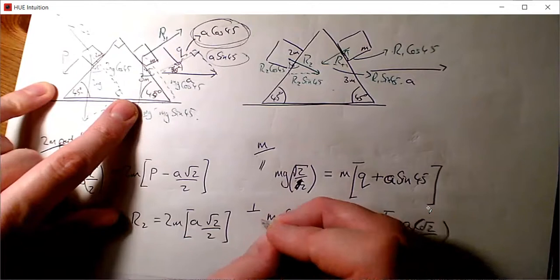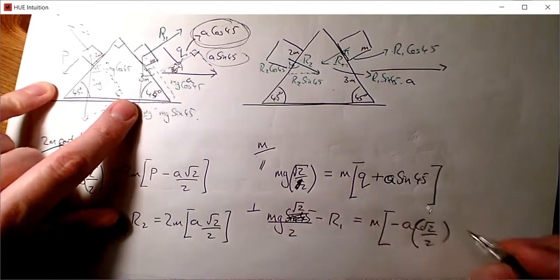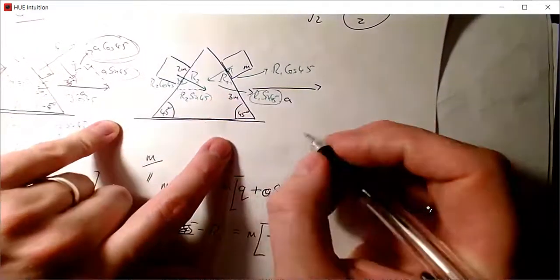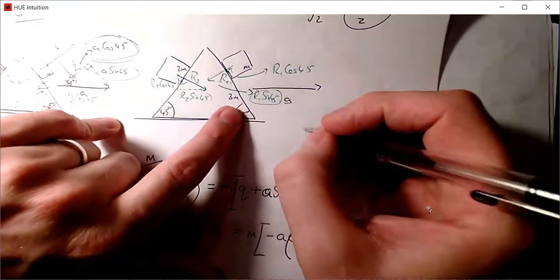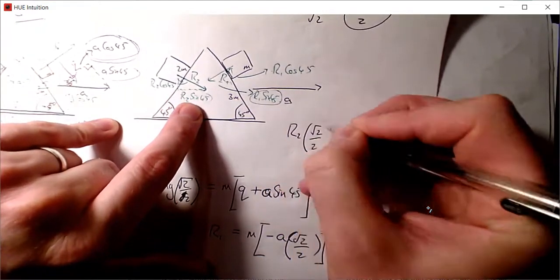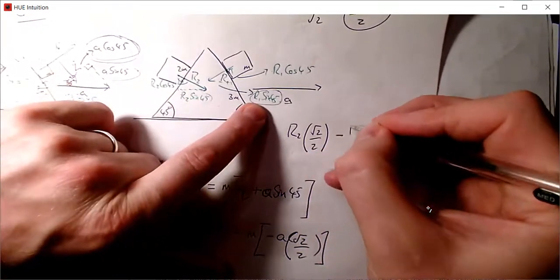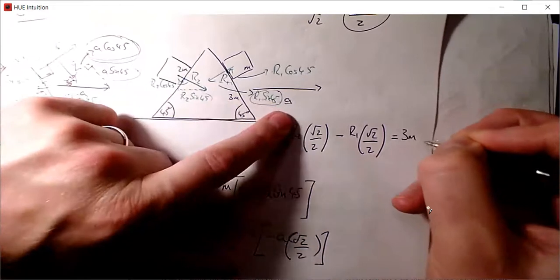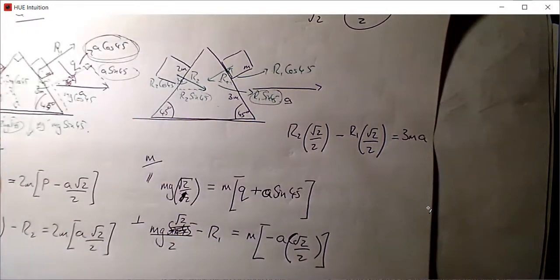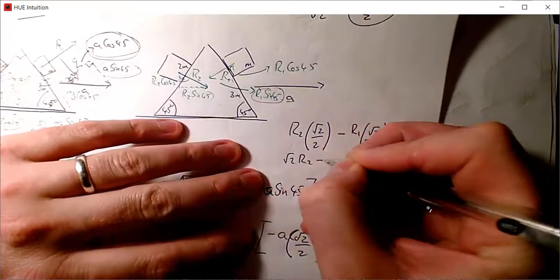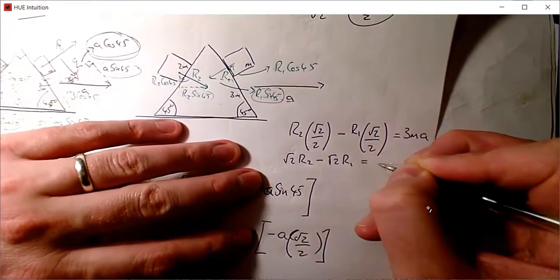I could have done that here as well. That's root 2 over 2. Okay, and then the last equation, that's 4 of them, is from the particle up here to the right, you get R2 sine 45. To the left, you get R1 sine 45, and you get an acceleration of a. So to the right is positive, so R2 sine 45, root 2 over 2, minus R1 sine 45, root 2 over 2 again, equals 3m times the acceleration, which is just a. Okay, so let's tidy that up a little bit by multiplying through by 2. You get root 2 R2 minus root 2 R1 equals 6ma.